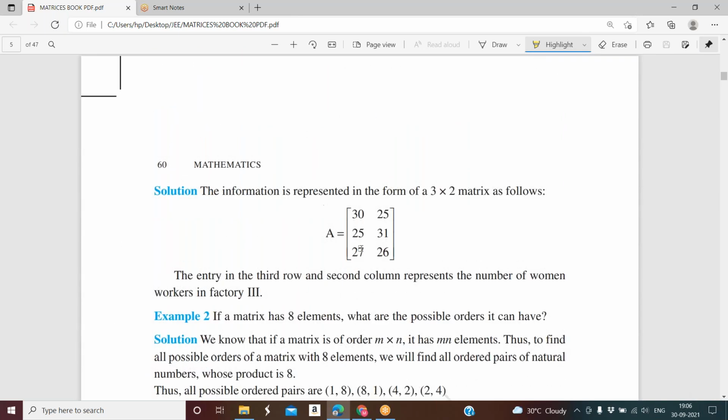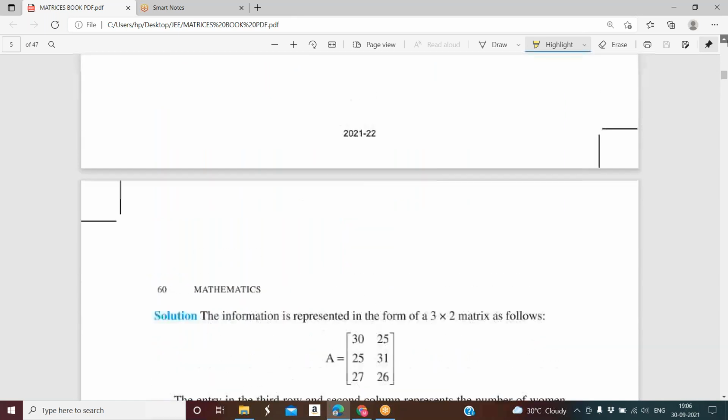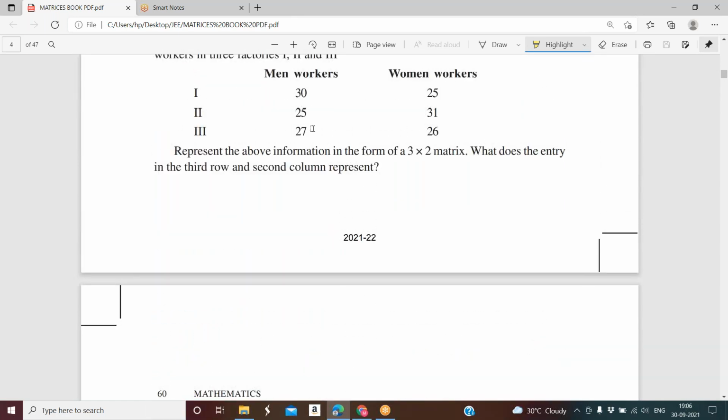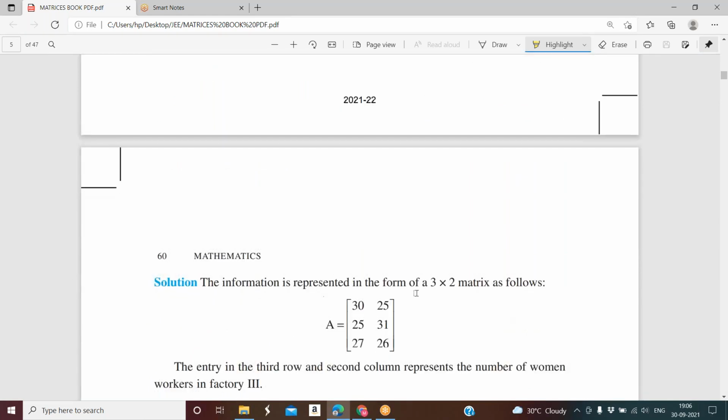30, 25, 27. What is it? It is men workers working in 3 different factories, and the second column represents women workers working in 3 different factories. So the above information is now represented in the form of a 3 by 2 matrix. There are 3 rows and 2 columns.